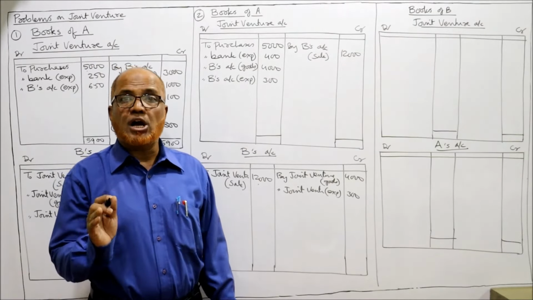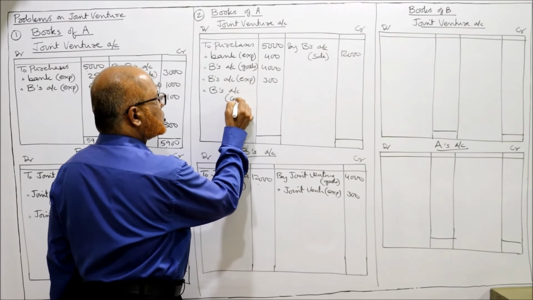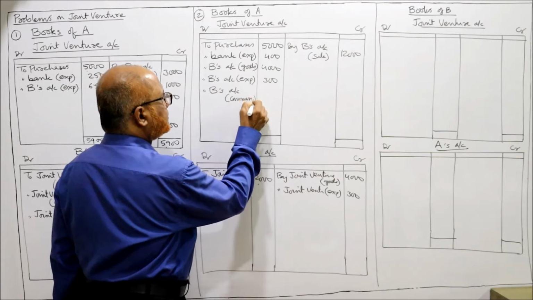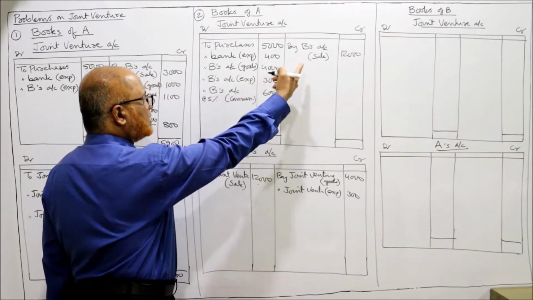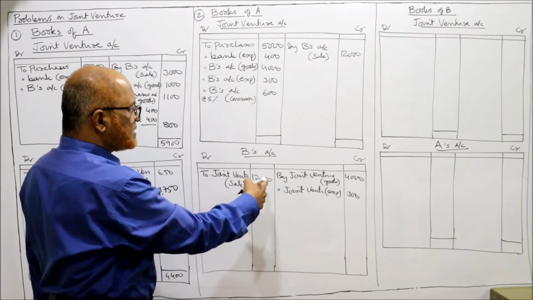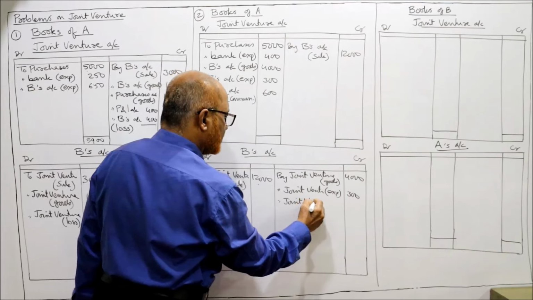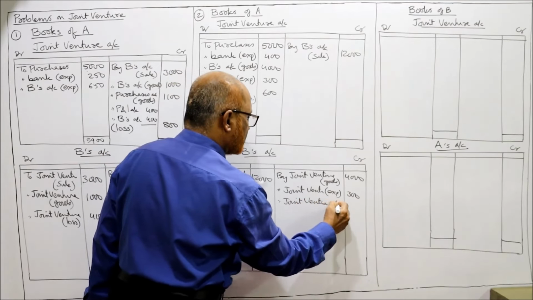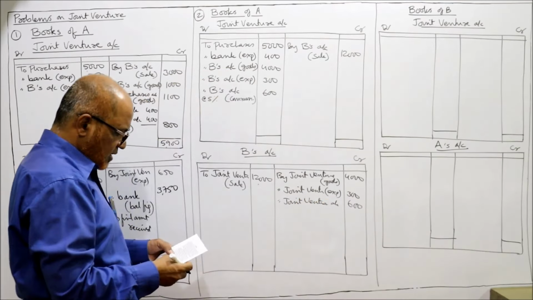The entry will be joint venture account debited to B's account, commission, that is 600 at the rate of 5% on sale proceeds. So B's account is credited by joint venture account 600. That's all. Now the amount due is settled by bank draft. The settlement will be made by bank draft.